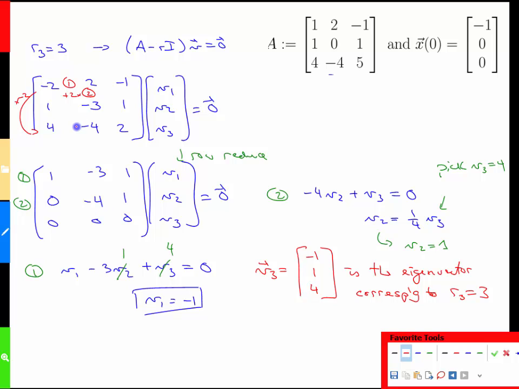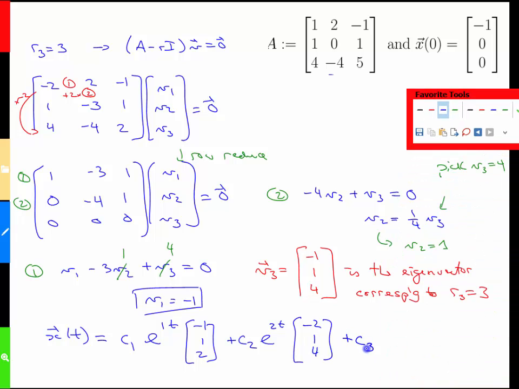Yes, a chunk of work, but on the plus side, all this work here is automatable. This computing of eigenvalues and eigenvectors is straightforward with computer software. What's interesting from our perspective is constructing the general solution. So our general solution is C1 e to the first eigenvalue t times the first eigenvector, which if you look back in your notes is negative 1, 1, 2, plus C2 e to the 2t times the second eigenvector, which is negative 2, 1, 4, and the third eigenvector and value pair is e to the 3t, and we have it right here, negative 1, 1, 4. And that is our general solution.